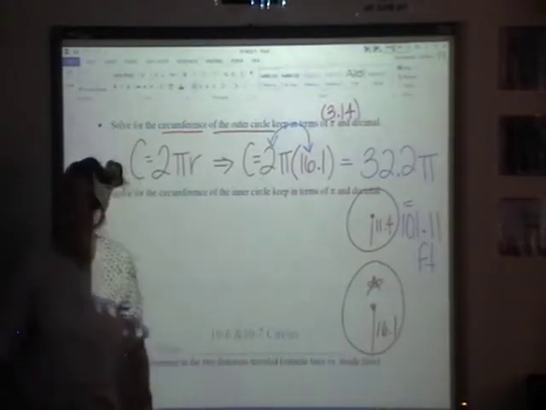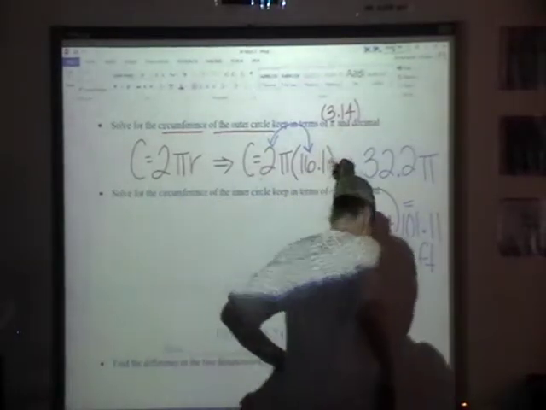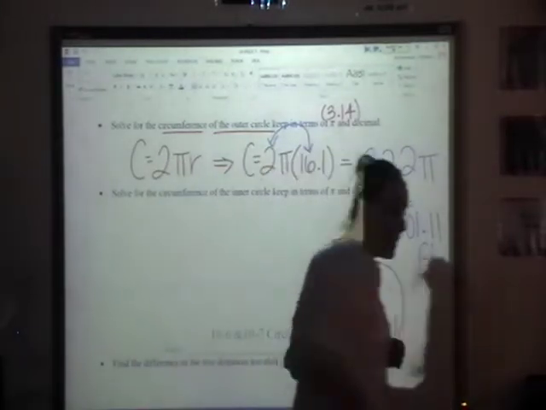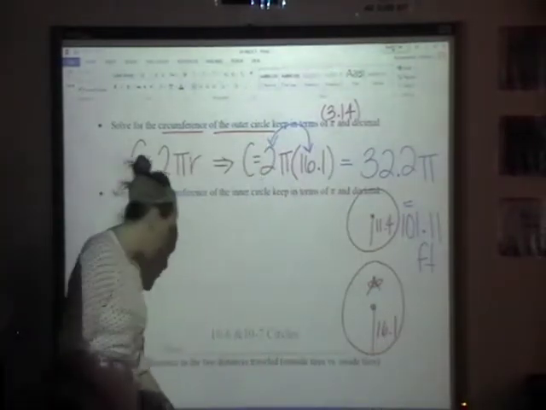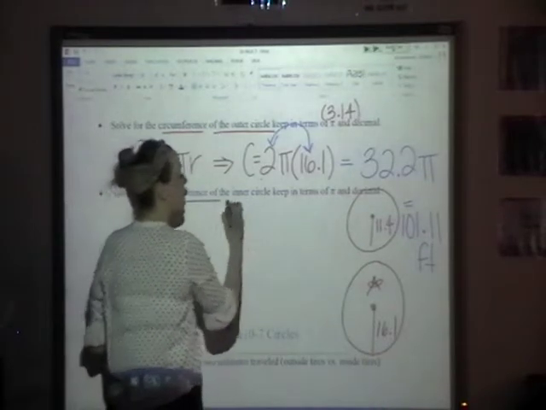Okay, so my outer circle. Here's my outer tire, my right foot. It went 101.11 feet total. Now we're going to solve for the circumference of the inner circle.